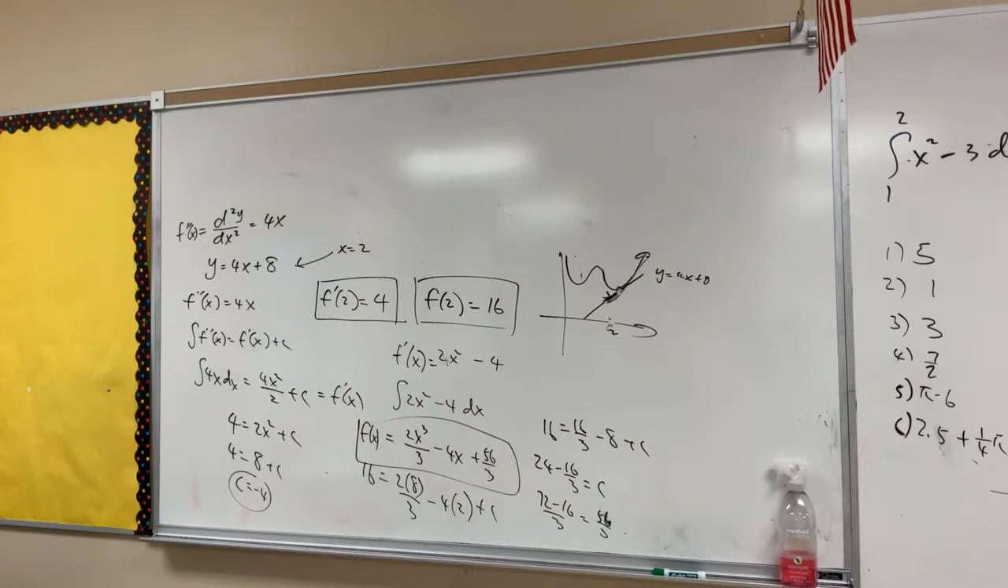Yeah, so it becomes 2x cubed over 3 minus 4x plus c. Where did you get that from? Okay, so basically he used the original equation, the integral of f prime, which is 4x. So that became 4x squared over 2 plus c, which is 2x squared. Any question about this? And then since he knows that x equals 2, then it's going to be the same as the tangent.